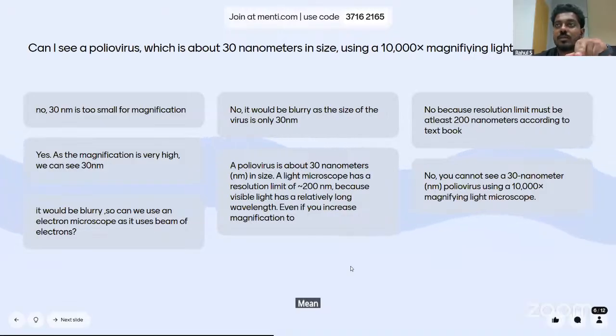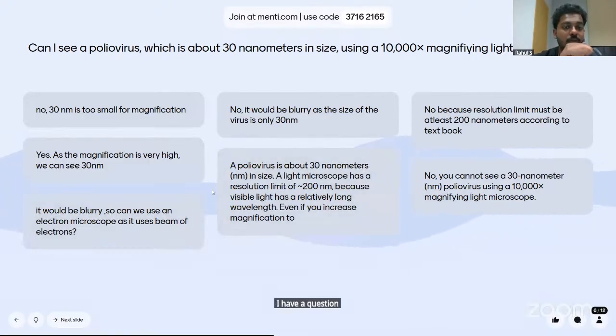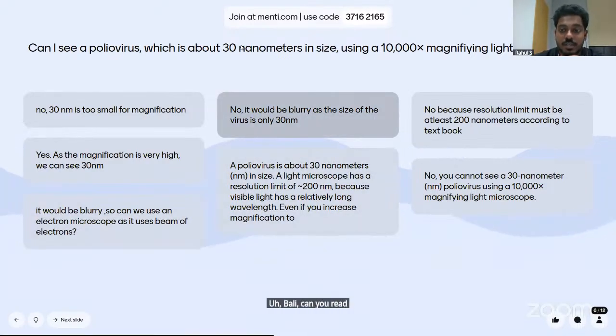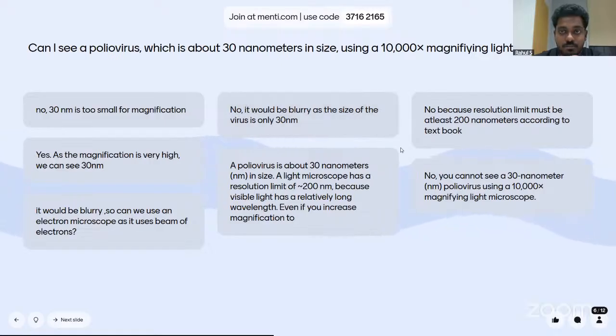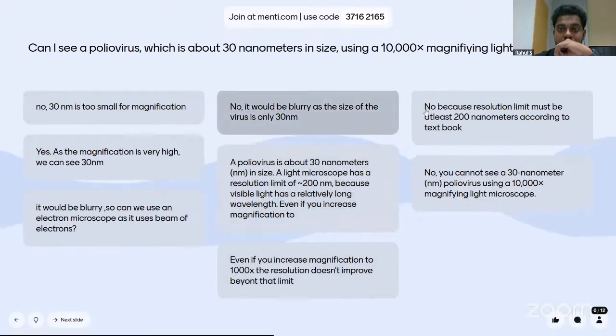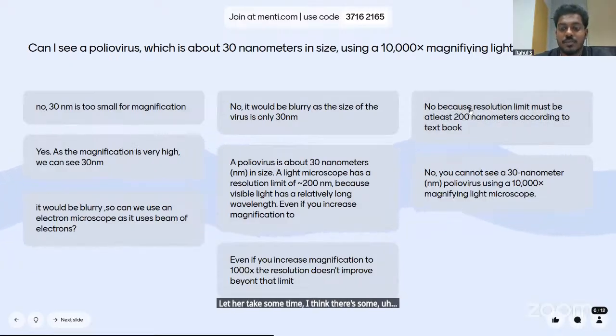Meanwhile, we have a question from the discussion forum also. Pallavi, can you read that out? We can discuss that. Let her take some time. I think there's some issue with her headphones.